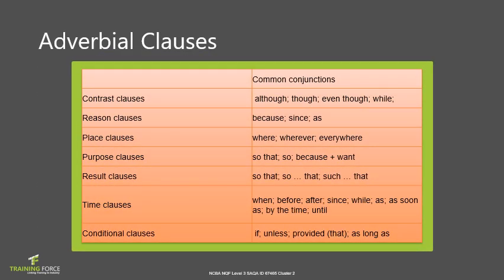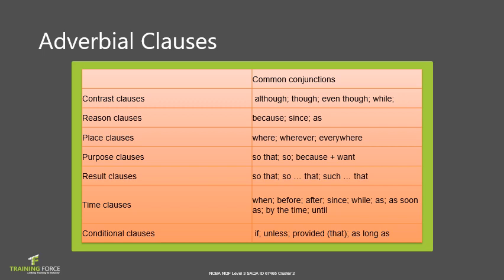Here are some examples of adverbial clauses. Contrast clauses, when we are creating a contrast in a sentence, we can look at common conjunctions like although, though, even though, or while. If we're looking at reason clauses, in other words, giving a reason why something happened, then we'll look at conjunctions like because, since. So the accident happened because he wasn't driving safely. Then we look at place clauses, where, wherever, everywhere.